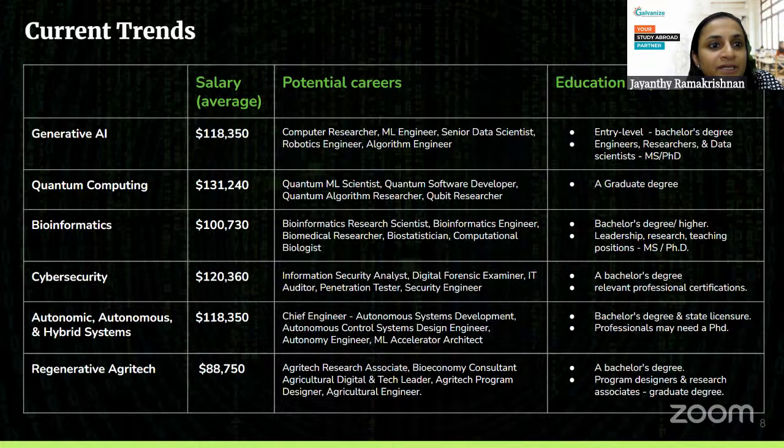Okay, so let's look at some of the current trends. Now what I have here is a list. It's not an exhaustive list because I can't give you an exhaustive list. What I have done is basically pointed out some of the current trends. I have given the average salaries that are available in these fields, the potential career paths that you can choose after getting a degree in these fields, and the education that you need to excel in these fields.